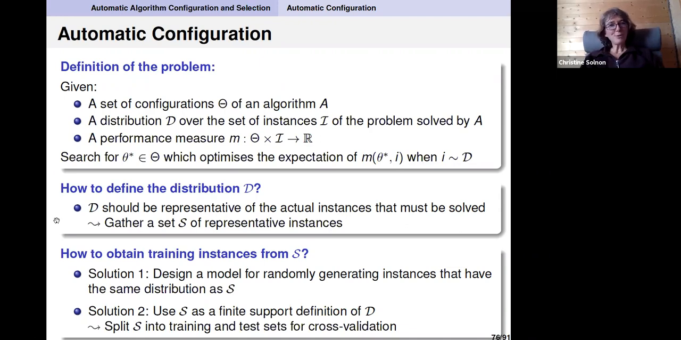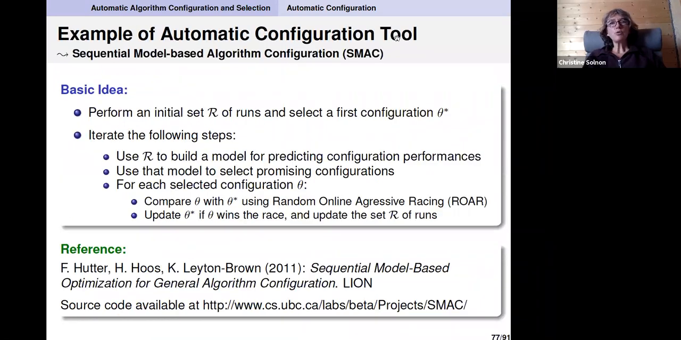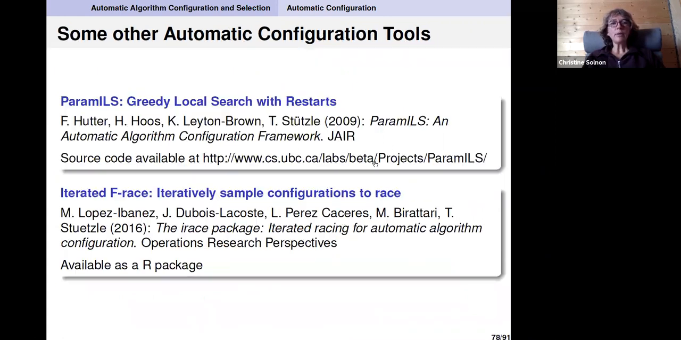So how to define the distribution? I'm going to skip this because maybe I still have time. No, I don't have time. So I'm going to skip this, just to give an example of an automatic configuration tool, which is SMAC. You can have a look at the source code here, and the paper is here. Two other examples, which you can use because the source code is available, or it is available as an R package, are ParamILS and iterated F-race.